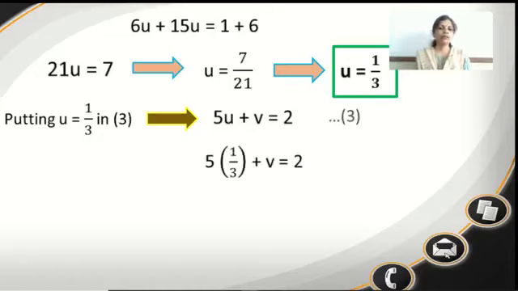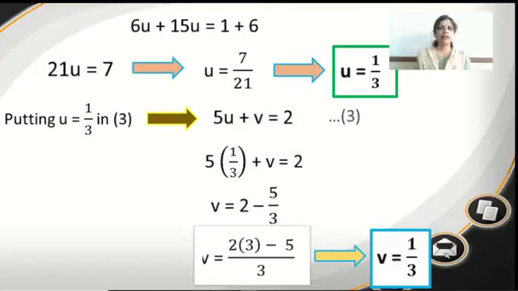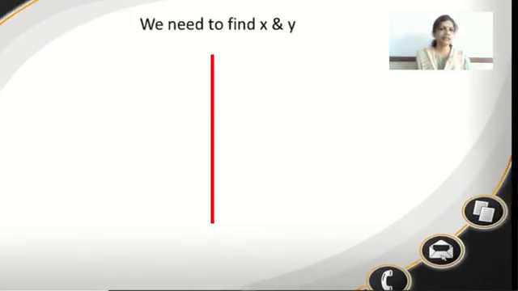So 5 into 1 upon 3 plus v is equal to 2. So we get v is equal to 2 minus 5 by 3. Cross multiply. So we get v is equal to 2 into 3 minus 5 upon 3. That will give you v is equal to 6 minus 5 upon 3. And 6 minus 5 upon 3 is 1 by 3. We got the values of v and u. Now what next? Next is a very, very important step. That is putting the values of u and v into what we have taken for that, so that we can get the value of x and y.